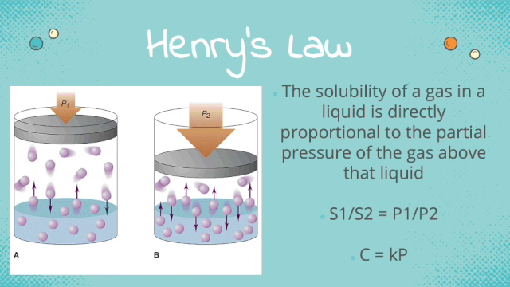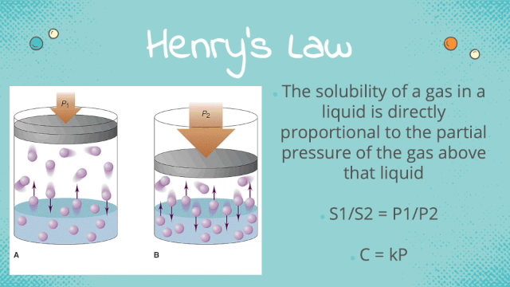Throughout the first semester, we had the opportunity to explore gas laws such as PV equals nRT, which relate the pressure, volume, and temperature of a gas. Henry's law is another gas law that we have not yet learned about. It explains that at a constant temperature, the solubility of a gas in a liquid is directly proportional to the partial pressure of the gas above the liquid.